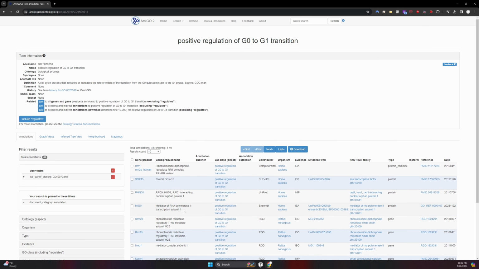So that's gene ontology. Gene ontology terms are assigned by humans. There's an expert panel that reviews these regularly.